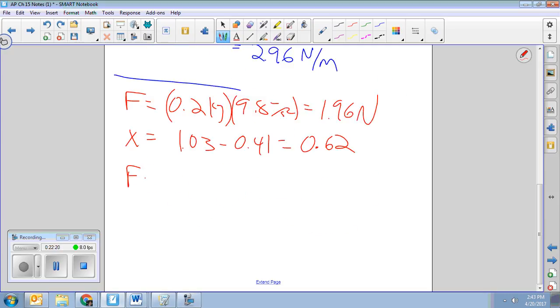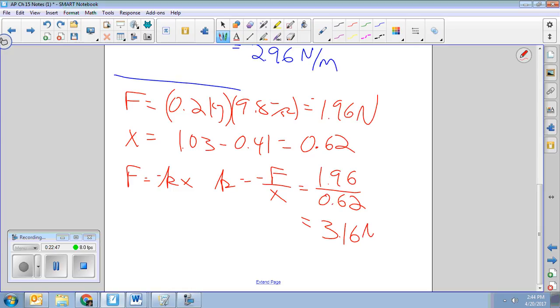I wonder what this will give us. So F equals kx, right? I guess technically there's a negative sign in there, right? My force is down. So k equals negative F over x. So what's 1.96 over 0.62? 3.16. So pretty close, right? We had 2.96, so we're both right around 3. Cool. And considering we did our calculations pretty quickly, not too bad.